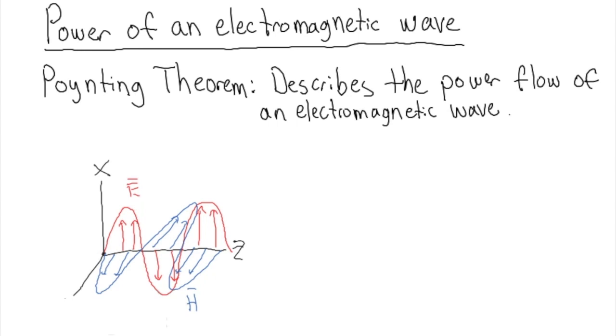So power and the Poynting theorem is defined by S, which is equal to the cross product of the electric field and the magnetic field. So from our diagram you can see that our S vector is always pointing in the positive z direction.